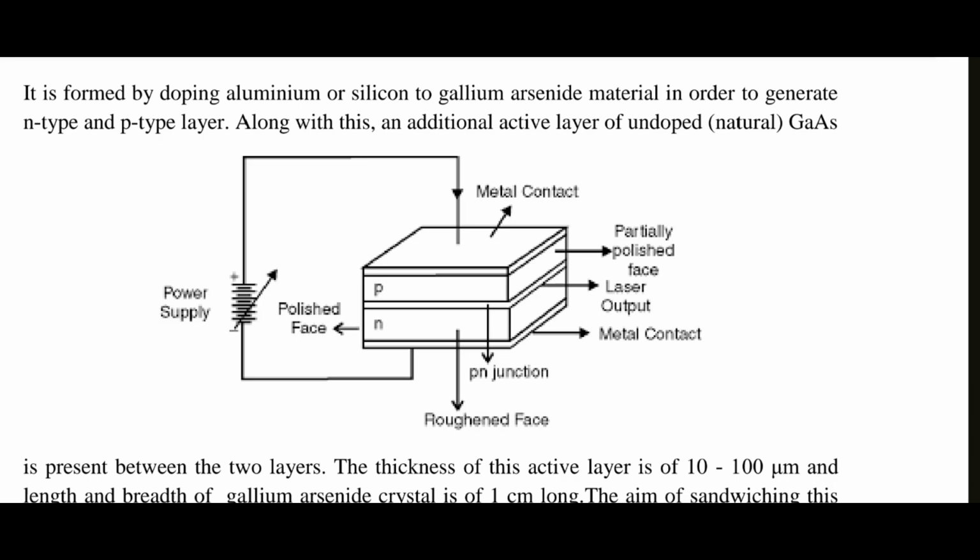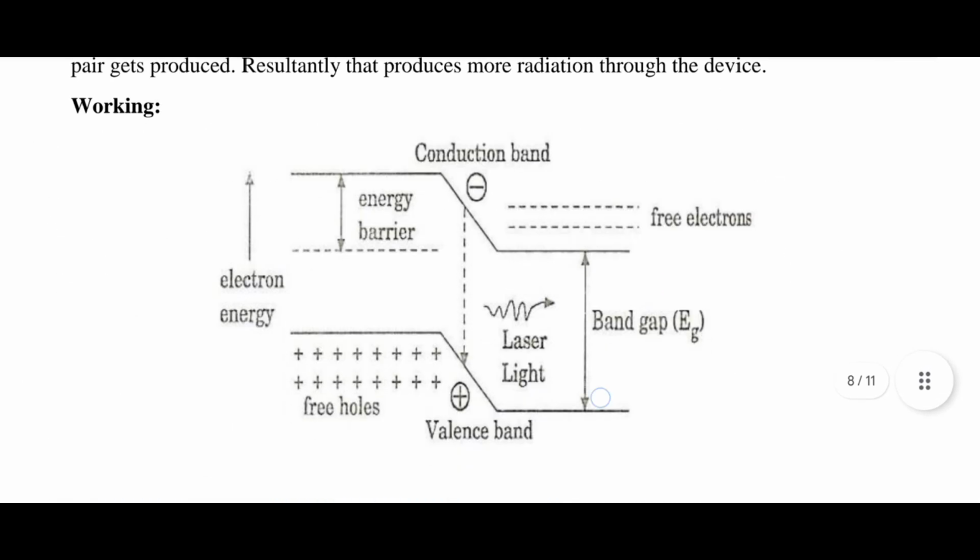In laser diodes, polishing at the two ends is done to provide mirror-like structures through reflection. More electron and hole pairs get produced, resultantly producing more radiation through the device. Now we'll see the working of this semiconductor laser.